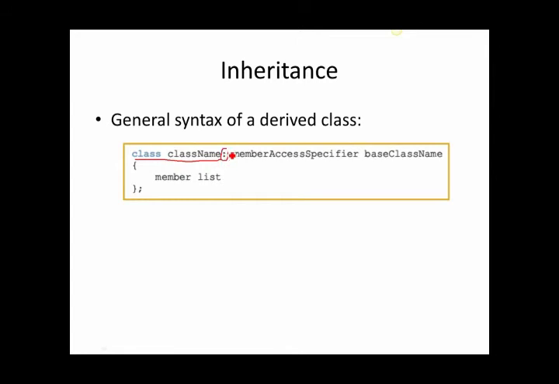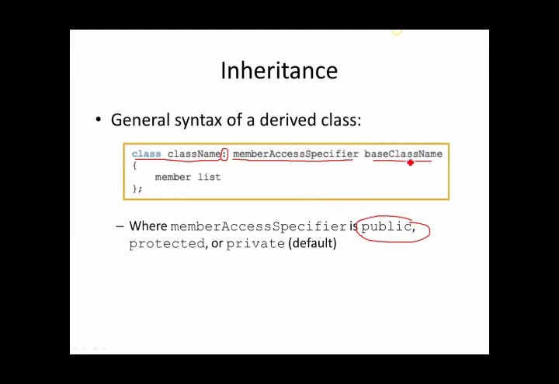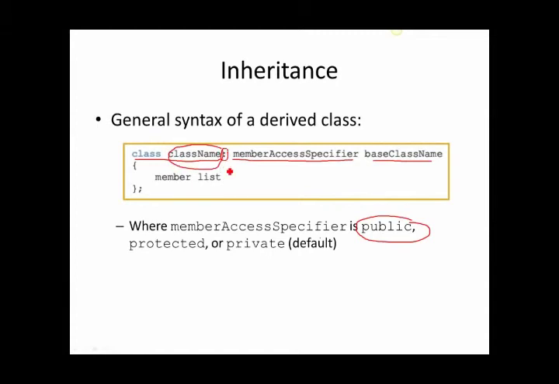All you do is use a single colon, and then you specify an access specifier like public, private, or protected, and then you just use the name of the base class. Now, of course, the access specifier can be public, private, or protected. If your class inherits from the base class as public, everything that's under the public header for the base class will become the public functions for the derived class.